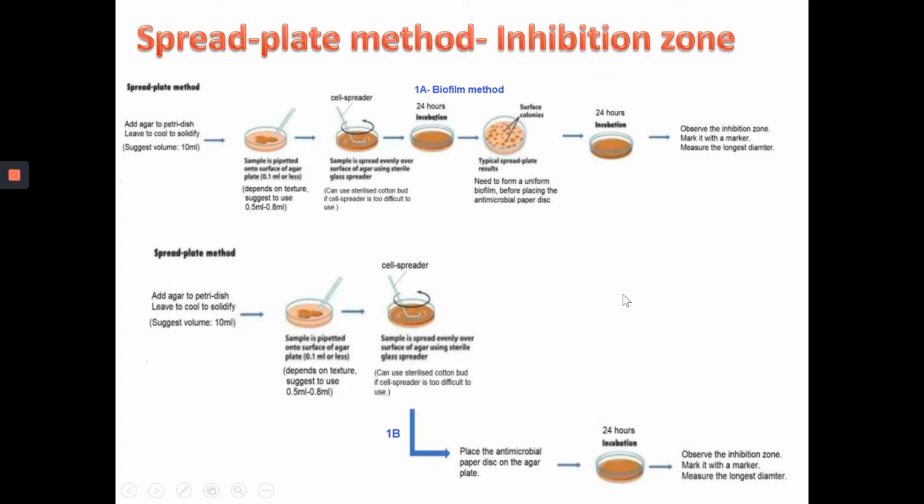So which one is better? There's no better one. It depends on your experiment. But generally speaking, if you know that your antimicrobial substance is very strong, then perhaps you can try 1A, where it forms a biofilm, and your strong antimicrobial substance can still kill some bacteria from the bacterial growth. But if you know that your substance is slightly weak in terms of antimicrobial properties, then I will recommend 1B, where you place the antimicrobial substance on the agar on the same day.